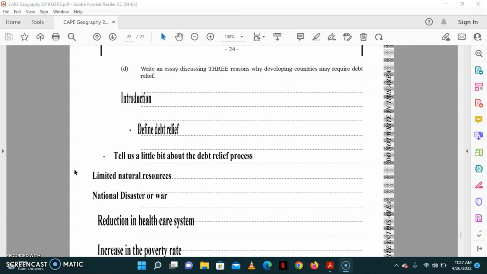And then we have the increase in the poverty rate of a country due to unemployment and high inflation rates, which may require a country to seek debt relief as well. Now you just need to basically discuss 3 reasons why you think the country needs debt relief, and you should be on your way. And then you give your conclusion, stating that developing countries may require debt relief for several reasons, and you list the 3 reasons that you're discussing.